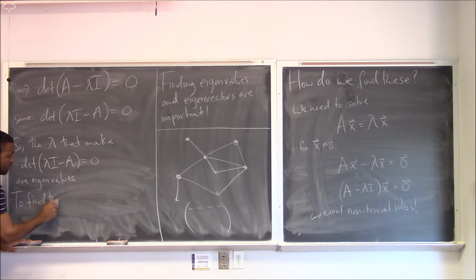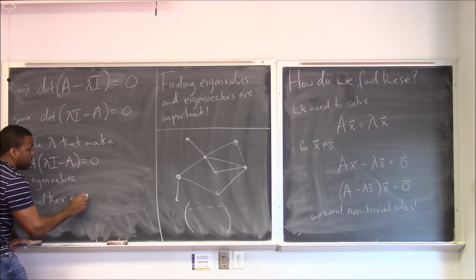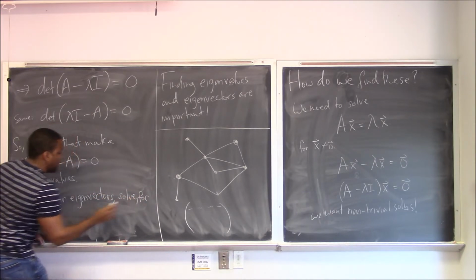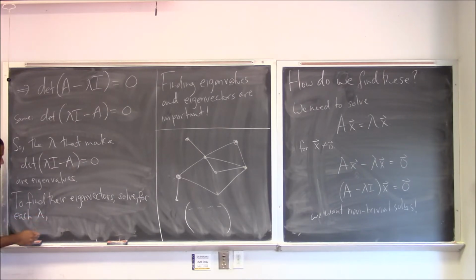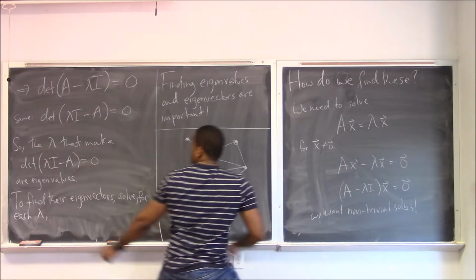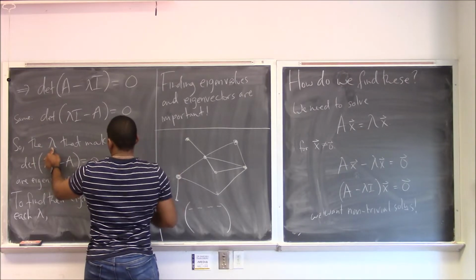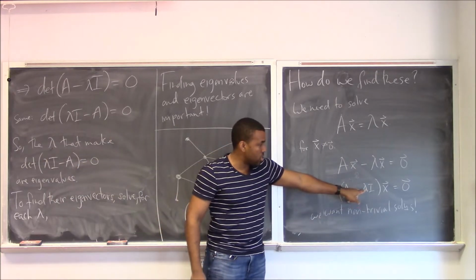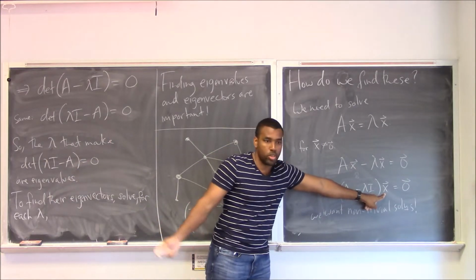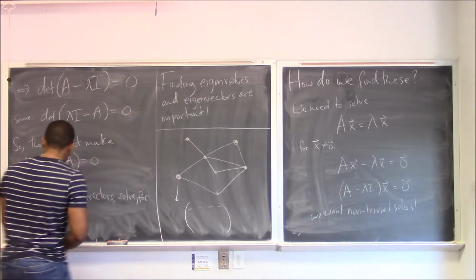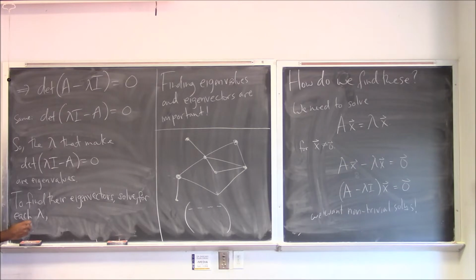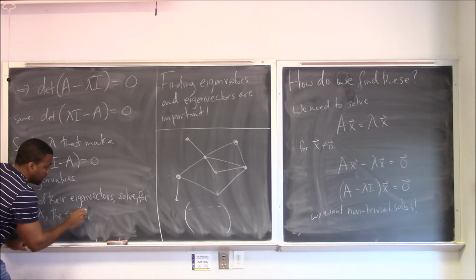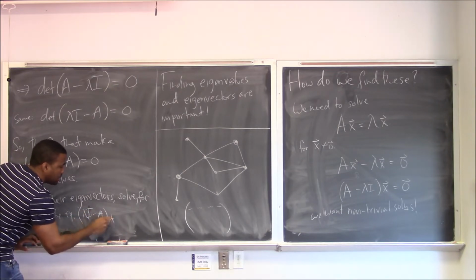To find their eigenvectors, solve for each lambda that equation. So by doing this, I can figure out the lambdas that will work. I just need to find the lambda that makes this 0. Once I do that, plug that lambda back in here and solve that, and that now will just be a system of equations. I can solve for the x. So to find the eigenvectors, solve for each lambda the equation lambda I minus A times x equals 0.